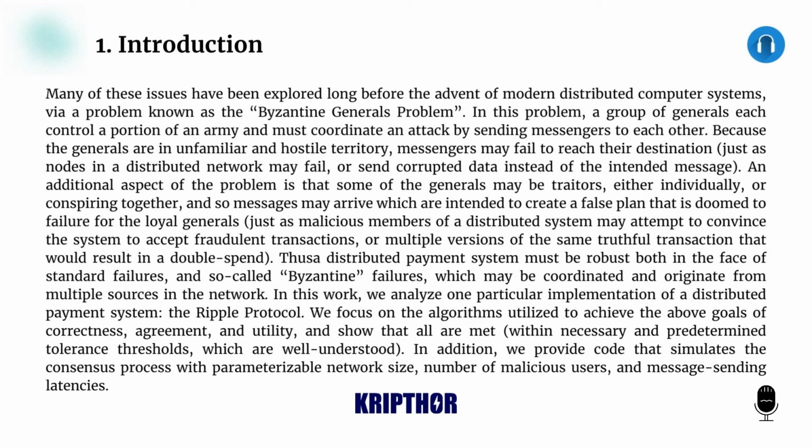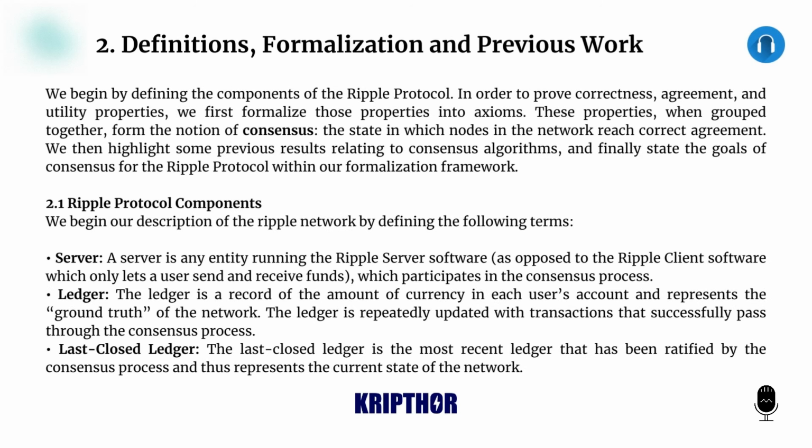In addition, we provide code that simulates the consensus process with parameterizable network size, number of malicious users, and message sending latencies. 2. Definitions, formalization, and previous work. We begin by defining the components of the Ripple protocol. In order to prove correctness, agreement, and utility properties, we first formalize those properties into axioms. These properties, when grouped together, form the notion of consensus, the state in which nodes in the network reach correct agreement. We then highlight some previous results relating to consensus algorithms, and finally state the goals of consensus for the Ripple protocol within our formalization framework.